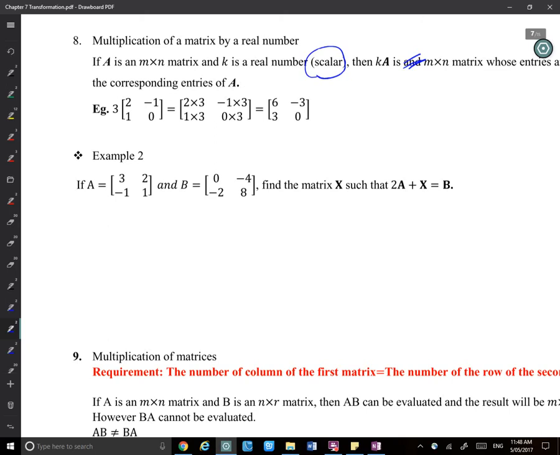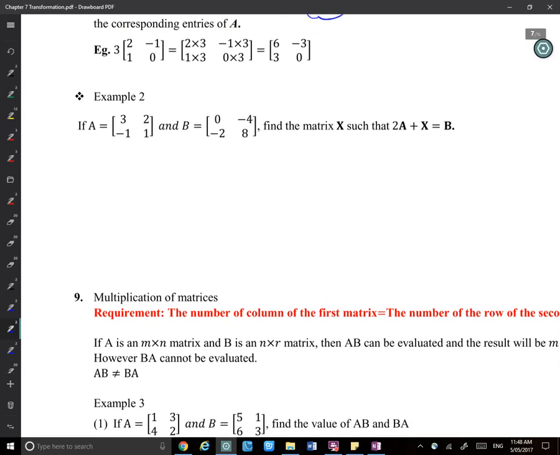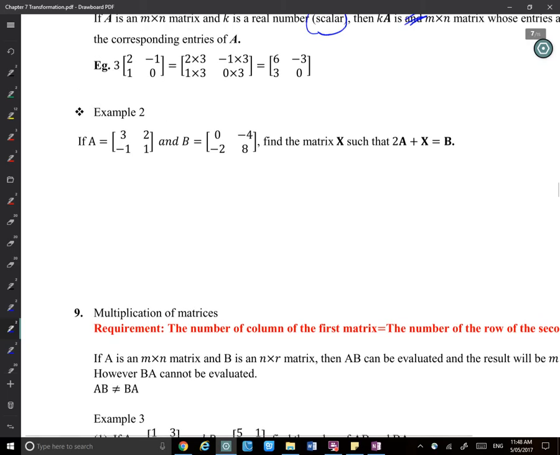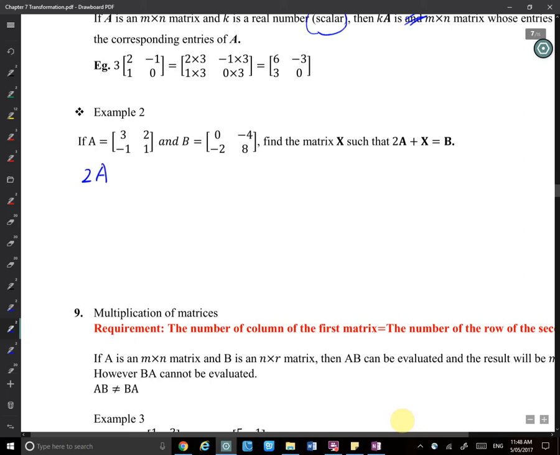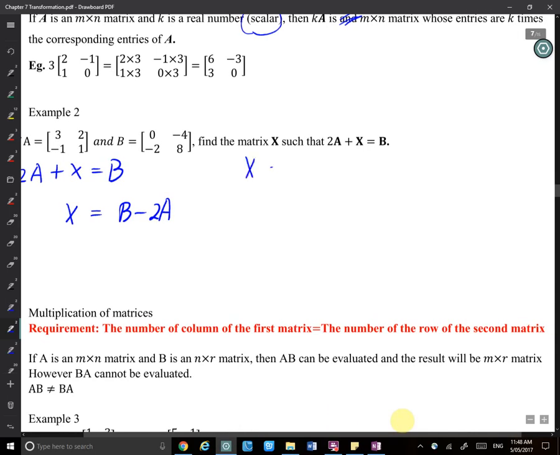So it's a scalar. How do we deal with a scalar? Example 2. If A equals that, B equals that, find the matrix X such that 2A plus X equals B. You are looking for X. Therefore, X will equal B minus 2A. So what is B? X equals, B is 0, -4, -2, and 8.